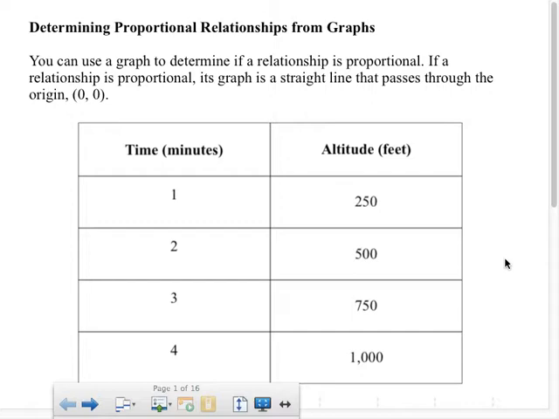So here's the definition I need you guys to write down. You can use a graph to determine if a relationship is proportional. If a relationship is proportional, its graph is a straight line that passes through the origin. The coordinates of the origin is 0, 0.